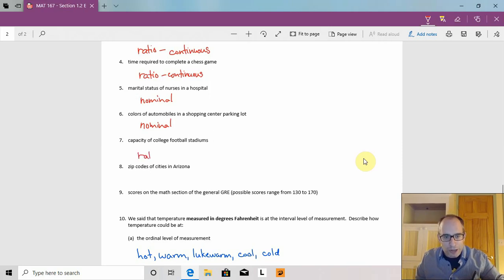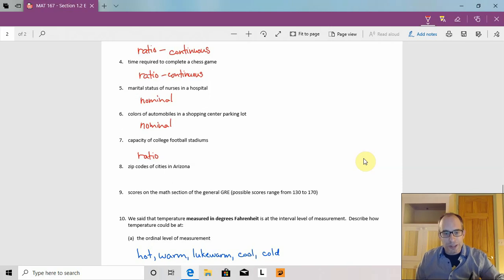So this is ratio, but the capacity is a count, right? You always know what the next possible value is, right? After 40,000, the next possible capacity is 40,001, right? It's got to be a whole number of seats.